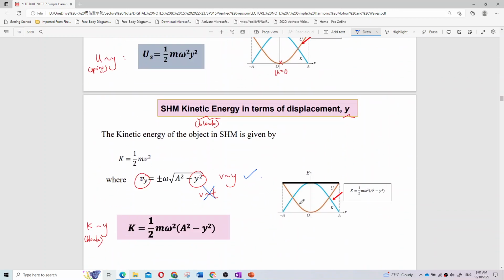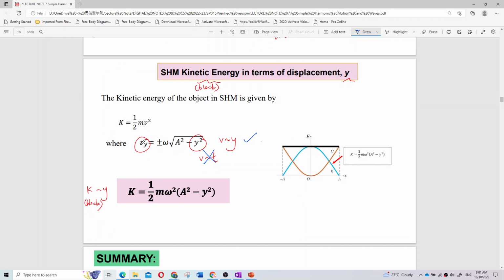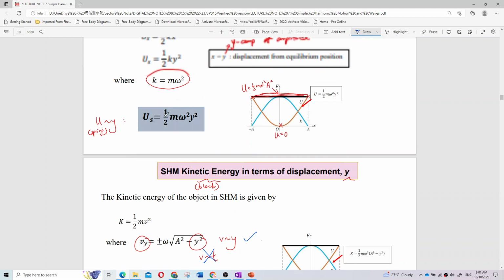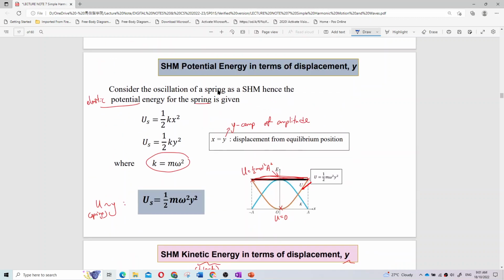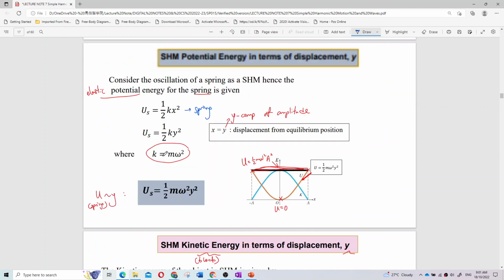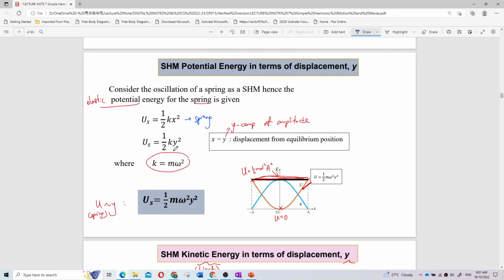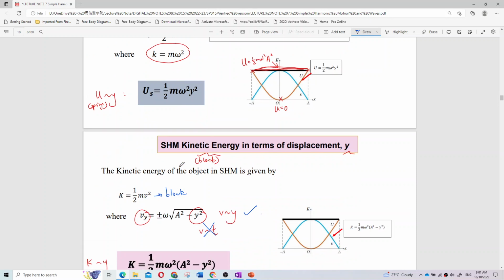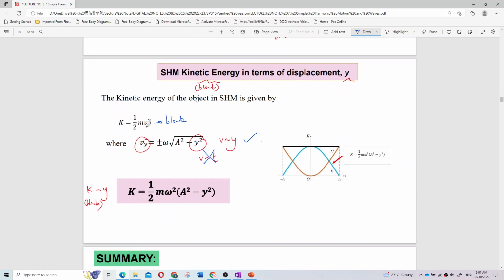You know why we want v in terms of y? Because K equals half mv square. Last time this was the spring: spring elastic energy is half kx square. This is half mv square, the kinetic energy of the block. Last time the displacement was directly in the formula. But here we don't want v, we want to change it to y.